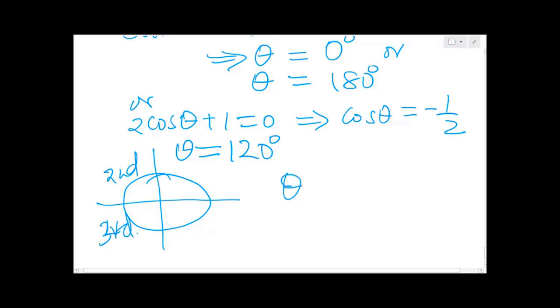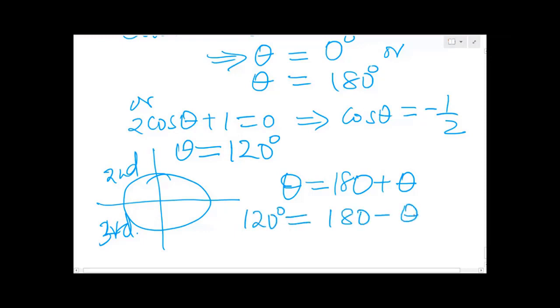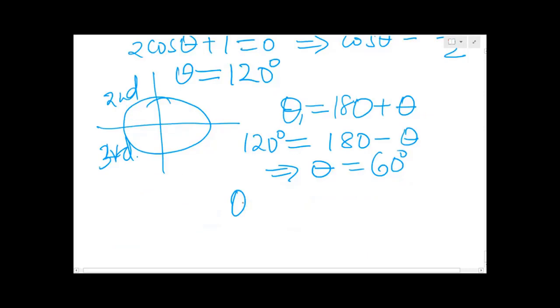Hence, the second option for theta is equal to 180 plus theta. But in the second quadrant, notice that 120 degrees is equivalent to 180 minus theta, which implies that theta for this case is equal to 60 degrees. Hence, in the third quadrant, the angle in question, theta 1, is therefore equal to 180 plus 60, which is equal to 240 degrees. We now look at the questions that involve substitutions of trigonometric identities.